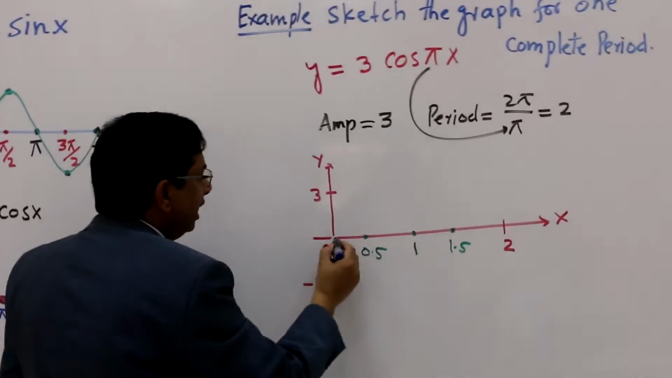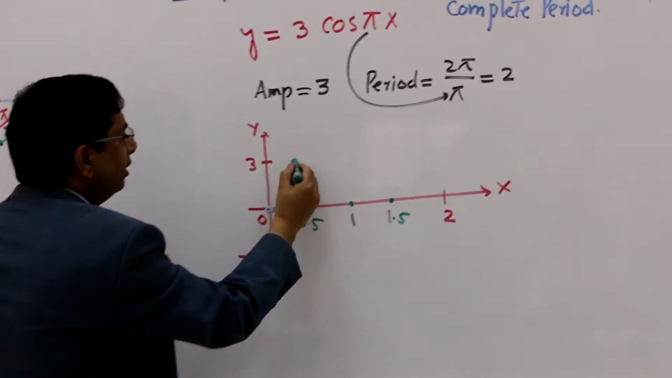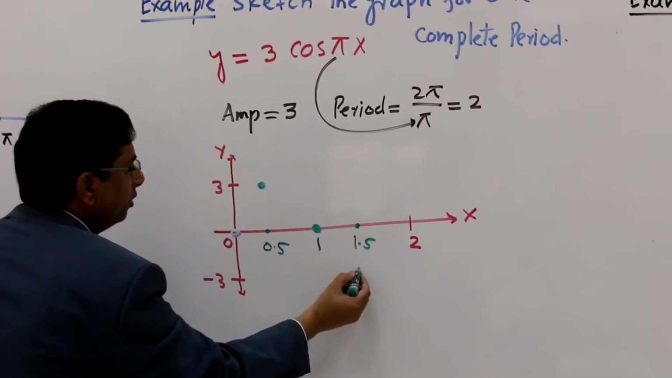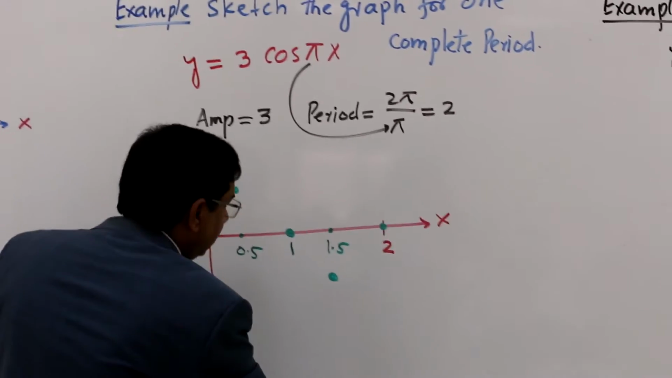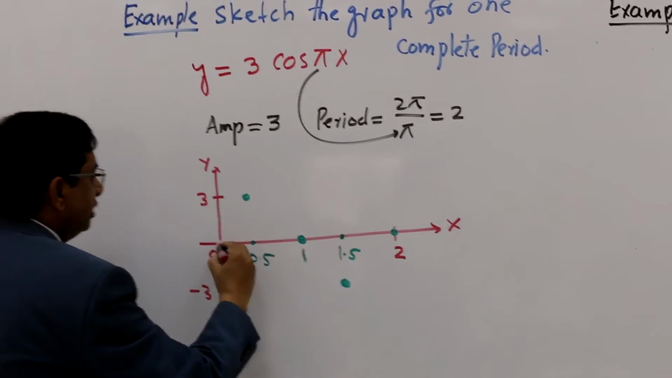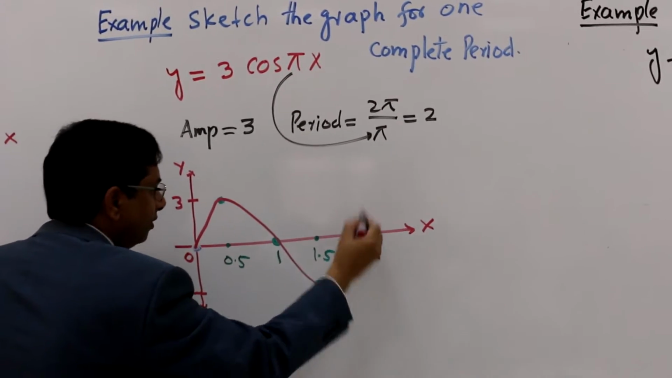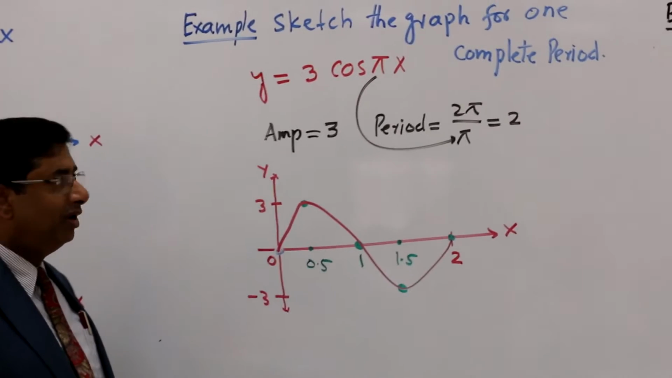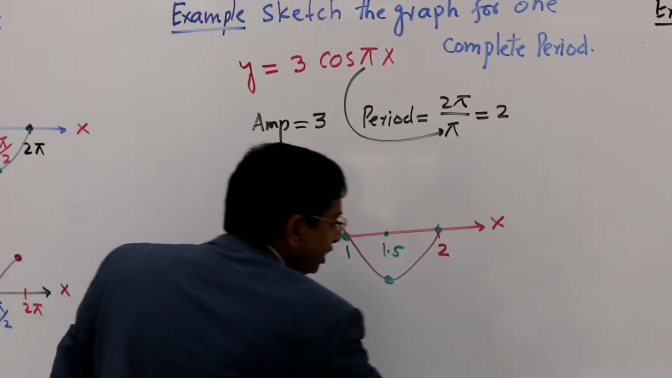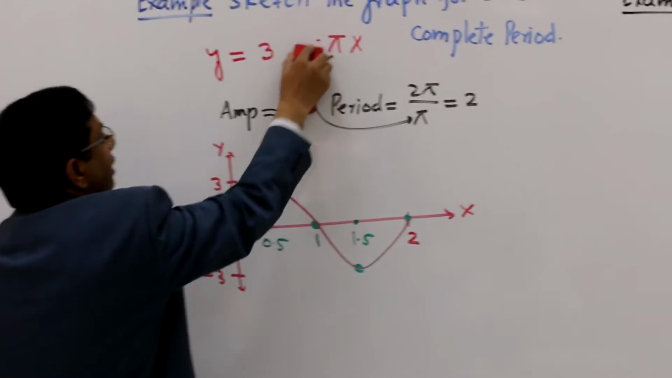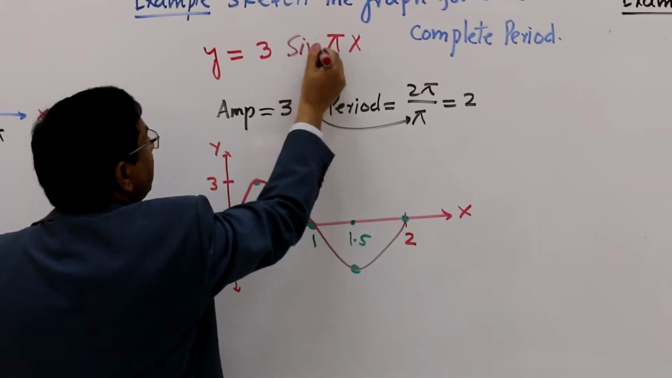So starting from 0, then here 1, 0, -1 and 0. And join these points, connect them with a smooth curve. So this is the graph for the sine function. But cosine is given, so I changed it to sine, because first we draw with the sine function.